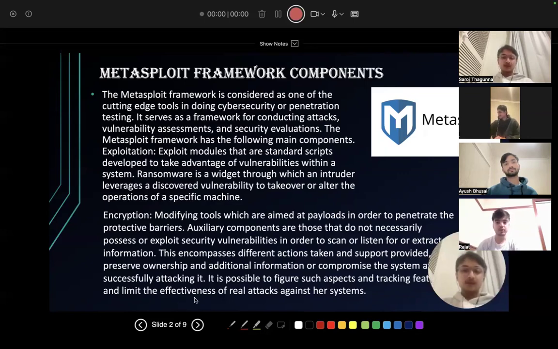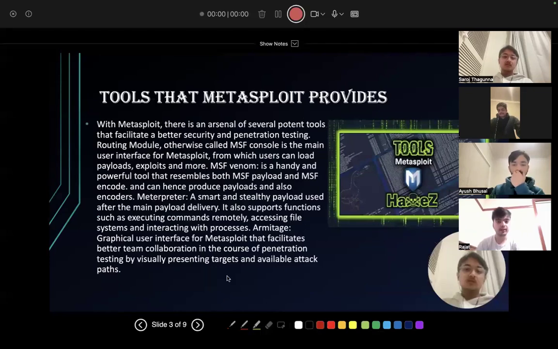Auxiliary components are those that do not necessarily possess or exploit security vulnerabilities, in order to scan or listen for or extract information. Post-exploitation encompasses different actions taken and support provided to preserve ownership and gather additional information once the system is successfully attacked. It's possible to figure out such aspects and tracking features and limit the effectiveness of real attacks against systems. Now I would like to call Ayush Bhusal to discuss the tools that Metasploit provides.